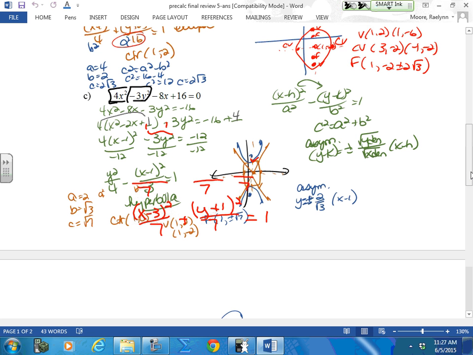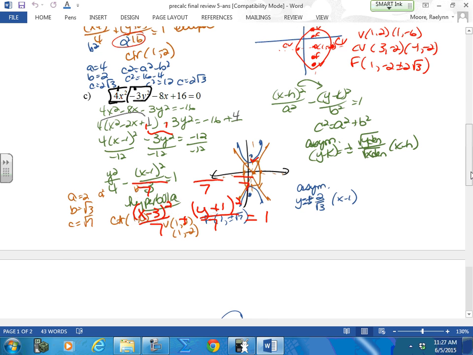If they're both squares and their coefficients are different and they're the same sign, then you have an ellipse. But this will be a hyperbola. Parabola only has one square, like we saw yesterday. A y square will open sideways, an x square will open up and down. Good?